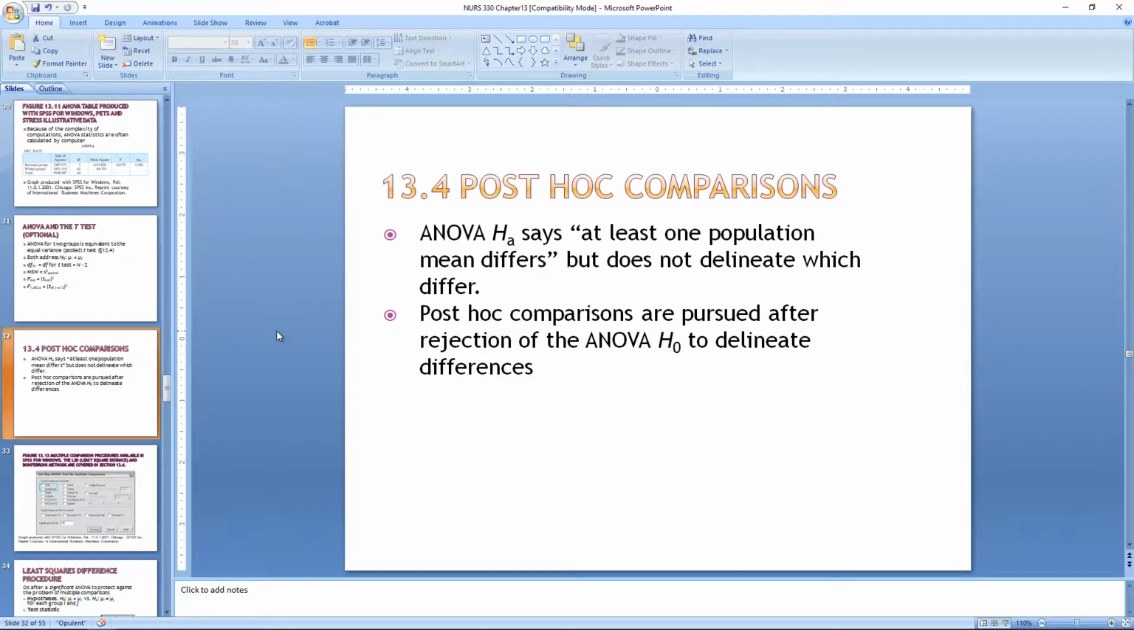So now into 3.4, your post hoc comparisons. Remember how we said ANOVA will tell us that at least one population mean differs, but doesn't tell us exactly which one differs, right? It doesn't delineate which is different. So we have to run post hoc comparisons that will help us determine which means are actually different from each other. Post hoc comparisons are pursued after the rejection of an ANOVA null to delineate differences.